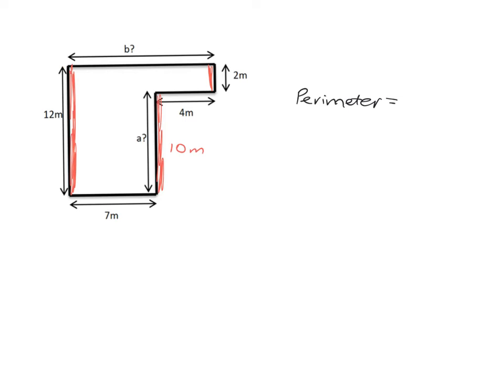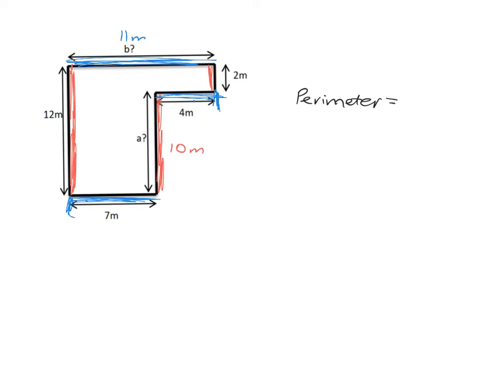Okay, hopefully you got that quite easily and you saw that this and this are 7 and 4, making up all the way from the left to the right. You have to go 7 plus 4. So this piece here also has to be the same length. So it's 7 plus 4, which is 11 meters.